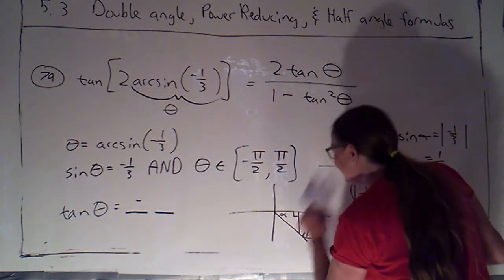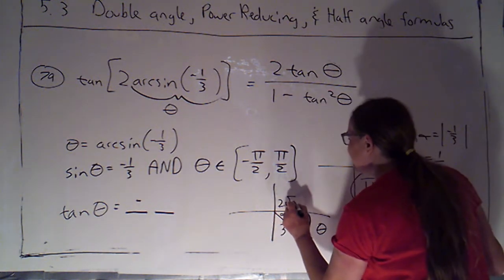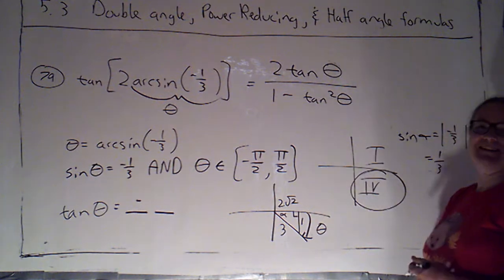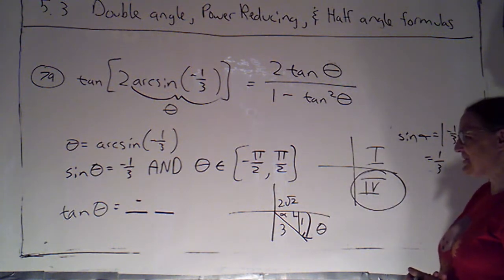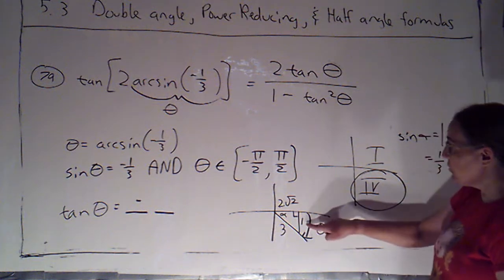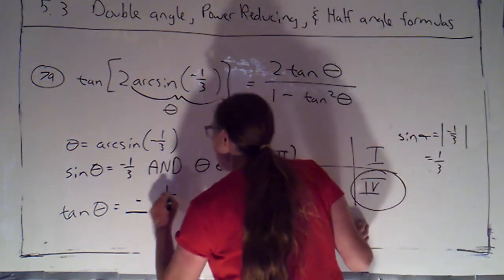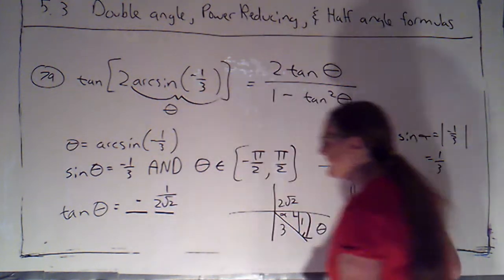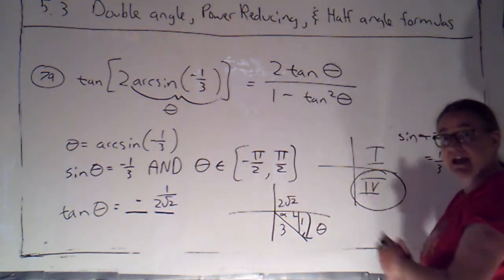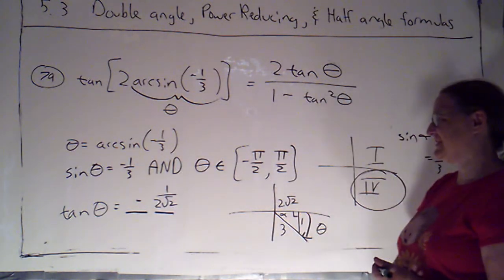All right, so I'm going to label the opposite side 1, the hypotenuse 3, and as we just saw in the last problem, that's going to make the adjacent side 2√2. Okay, and so tangent would be opposite over adjacent. So 1/2√2 is the absolute value. That's tangent of my reference angle. We attach that to the negative sign, and that gives me tangent of theta.